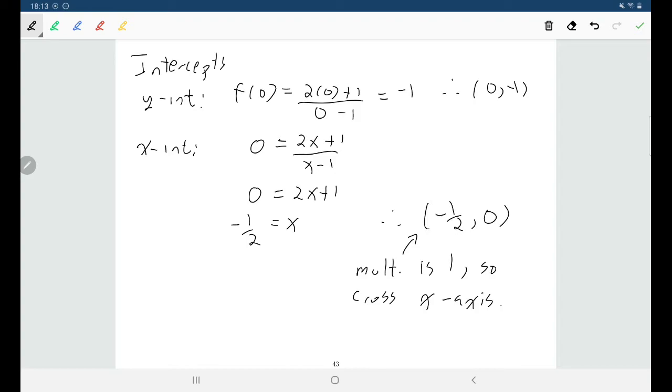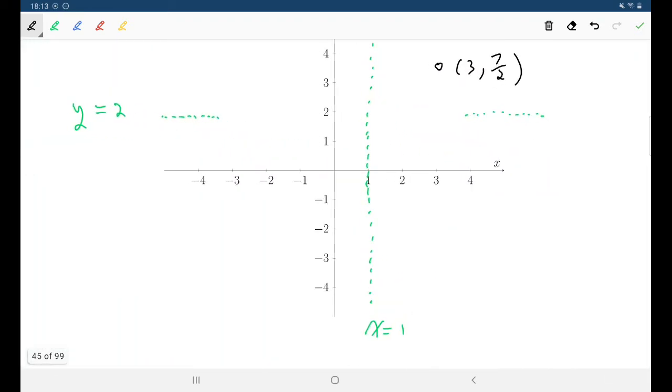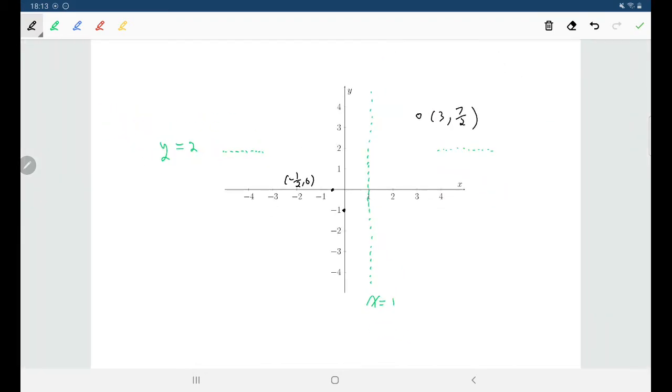So I'm going to plot my 2 points that I have. I have my y-intercept of -1. That point doesn't need to be labeled. The other point, however, that point of -1/2, 0, that will need to be labeled. And now we're going to start to put together our clues.